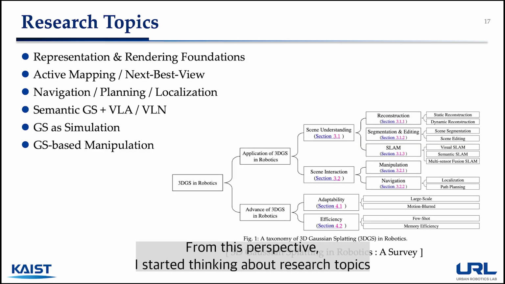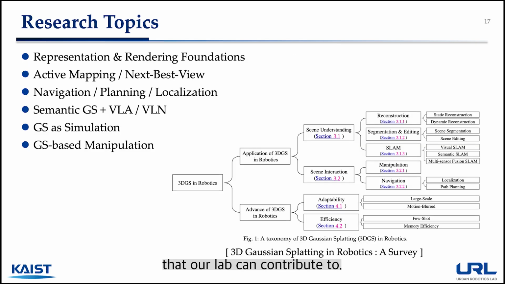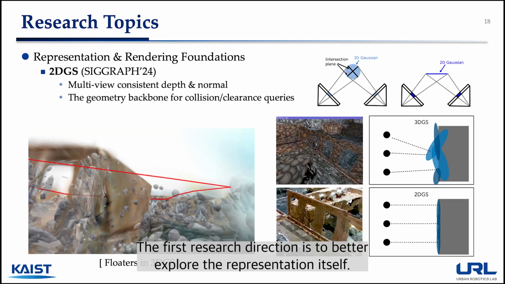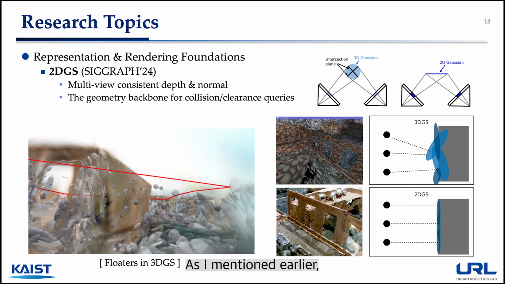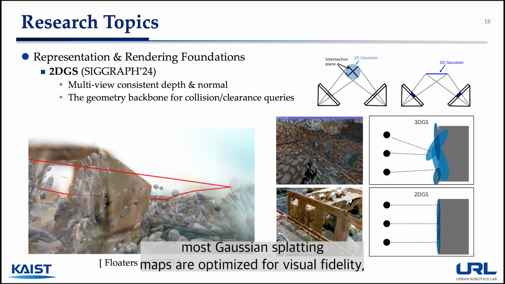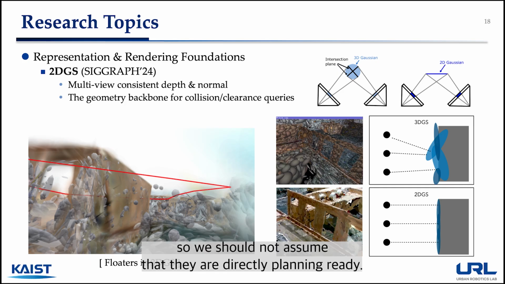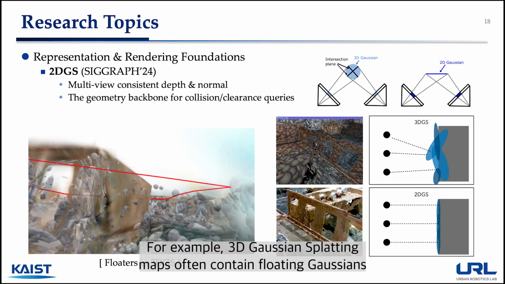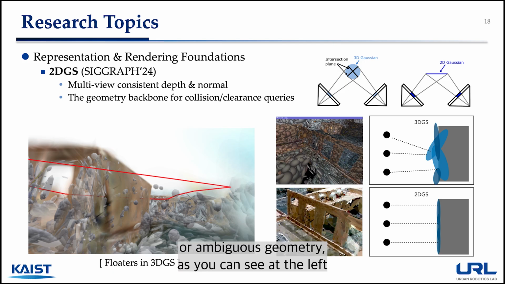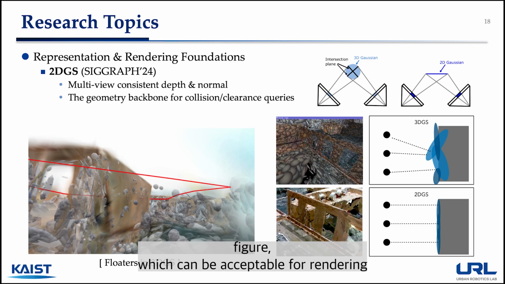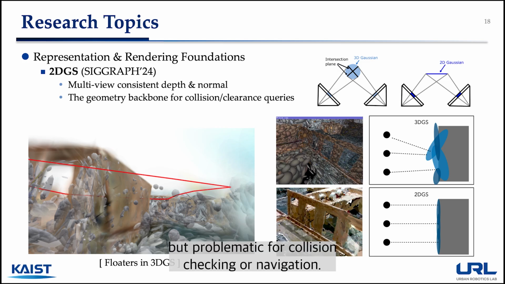From this perspective, I started thinking about research topics that our lab can contribute to. The first research direction is to better exploit the representation itself. As I mentioned earlier, most Gaussian splatting maps are optimized for visual fidelity, so we should not assume that they are directly planning ready. For example, 3D Gaussian splatting maps often contain floating Gaussians or ambiguous geometry, as you can see in the left figure, which can be acceptable for rendering, but problematic for collision checking or navigation.